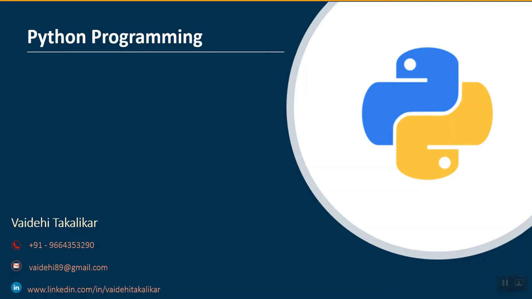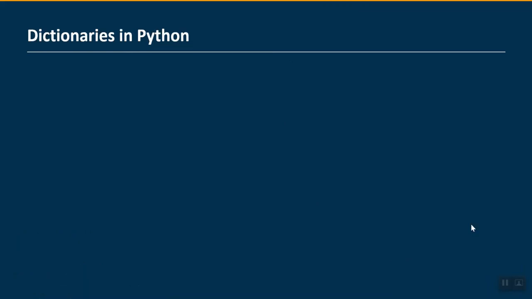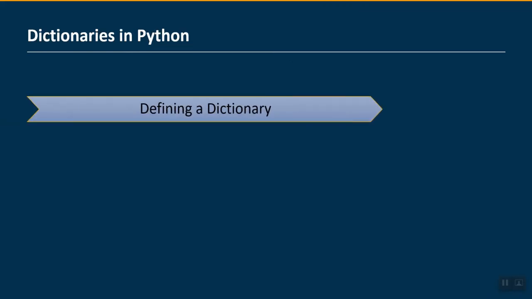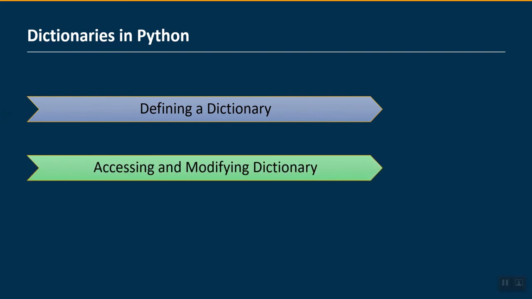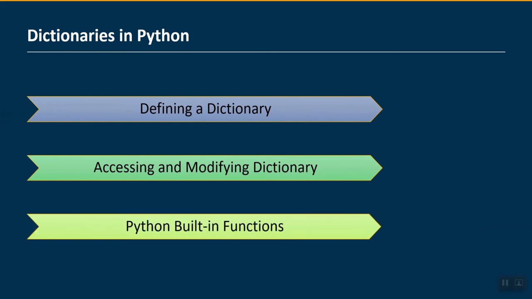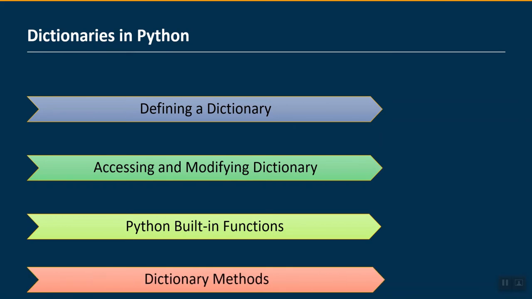In this video, we are going to learn about dictionaries in Python. We will start with defining a dictionary. We'll be looking at different ways to access and modify a dictionary. Then we'll see some Python built-in functions on dictionaries. And at the end, we'll see some dictionary methods.